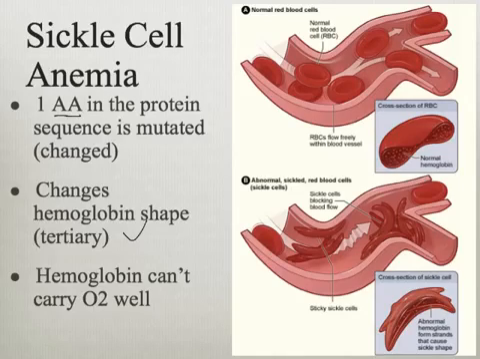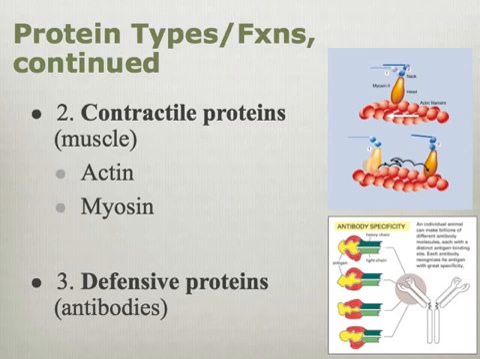So a normal red blood cell with normal hemoglobin is nice and round, and can carry oxygen really easily, whereas if I change just one amino acid in that protein, the blood cell now is sickle-shaped, okay? And it has a hard time flowing through blood vessels because it's not round, and it has a hard time carrying oxygen.